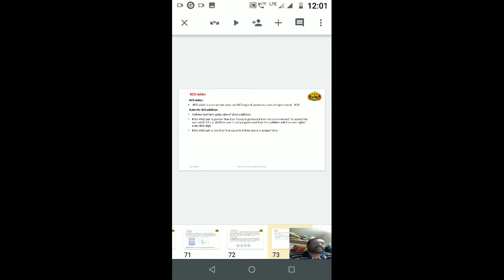The BCD adder is a circuit that adds two BCD digits and produces a sum of digits also in BCD. If you want to perform the addition between two BCD numbers, then you have two BCD inputs, and the result should be in BCD form. Here you also generate the output, which is also in the form of BCD. This is the most important point.